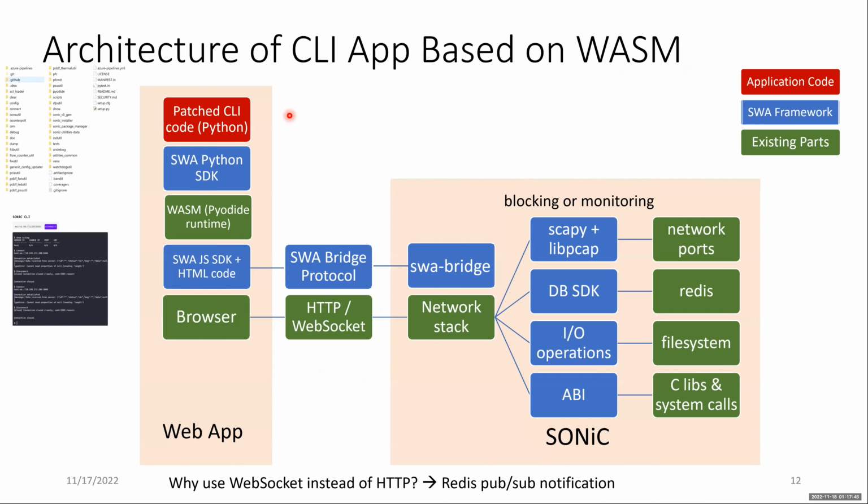And this is the architecture of our CLI app based on WASM. First we have the patched CLI code, and then we provide the SWA Python SDK, and then here is the WASM and Pyodide runtime, and then we also provide the SWA JS SDK and the HTML code. It all runs in the browser, and it talks to our SWA bridge via the HTTP or WebSocket protocol. And our bridge talks to the network ports, the Redis DB, the file system, and all the system calls.